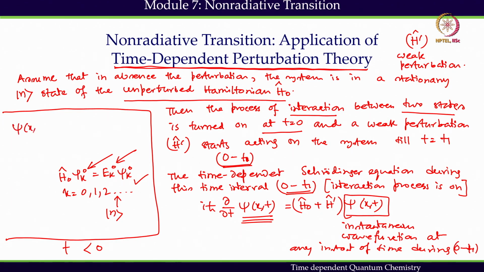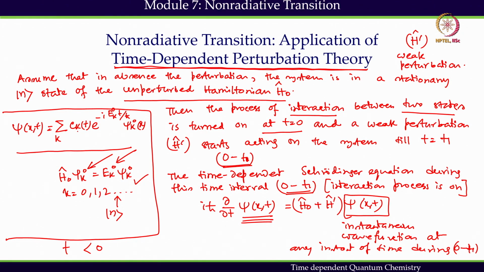So, psi(x,t) is expressed as the summation of c_k(t) e to the power minus i E_k^0 t by h-bar, psi_k^0(x). That is the way we do that. So, the instantaneous wave function is nothing but a superposition state, and we are taking the superposition of all available states.